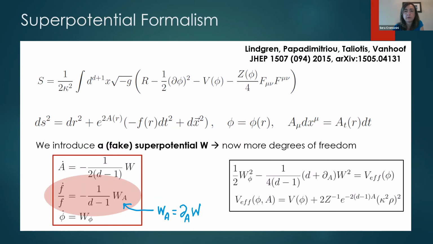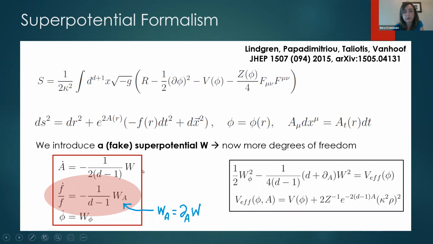We wanted to work with the superpotential formalism, and for a theory that's much more complicated than ours, this was worked out by Yannis and collaborators in this paper. So we simply borrowed the results. The key ingredient for us in this case is that you can again introduce a superpotential W. If you look at the first line here, this is the same definition of the superpotential that you had in the previous relativistic case, but now you have additional degrees of freedom. You have this new function f of r.